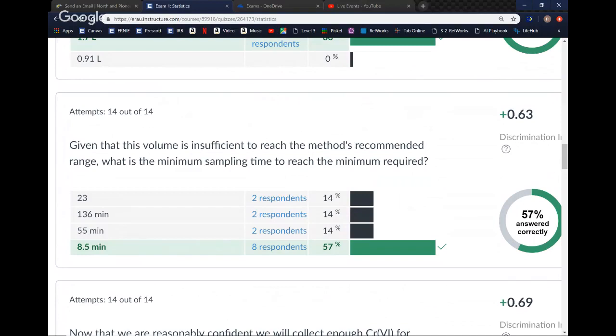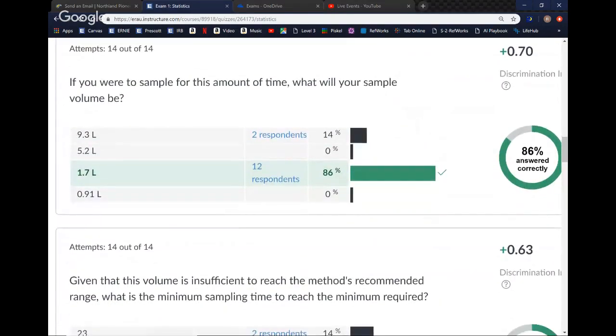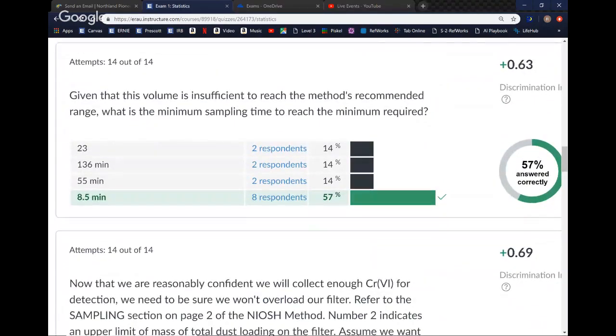Then the question asks, given that the volume is insufficient to reach a method's recommended range, what's the minimum sampling time to reach the minimum required? Well, sampling at a rate of 4 liters per minute and the minimum volume is 8 liters, the minimum sampling time should be 2 minutes.